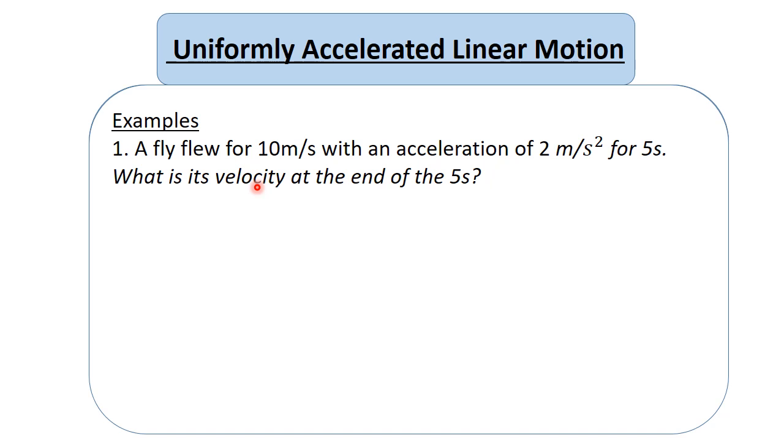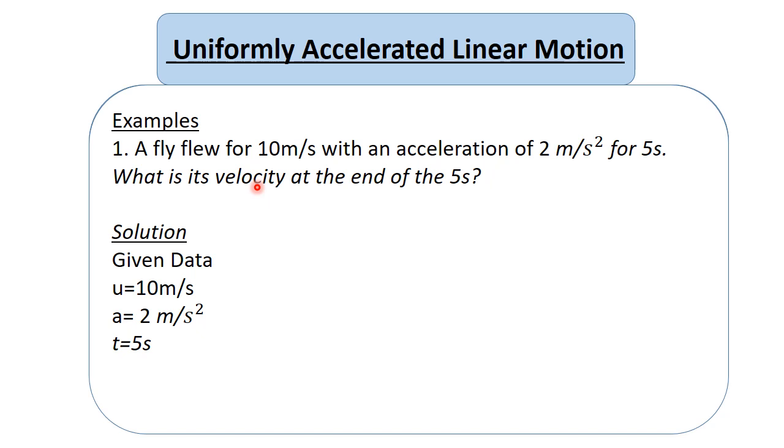So the first thing that you do is you write down what you've been given. The given data is the initial velocity, which was the velocity it was flying with, which is 10 meters per second, and acceleration is 2 meters per second squared, and time, these are the parameters they have given us. Time is 5 seconds. So we're looking for what? We're looking for velocity at the end of the journey, which is final velocity.